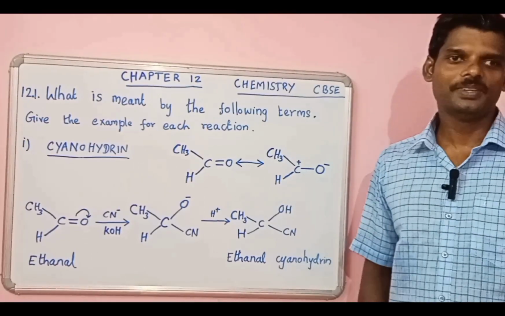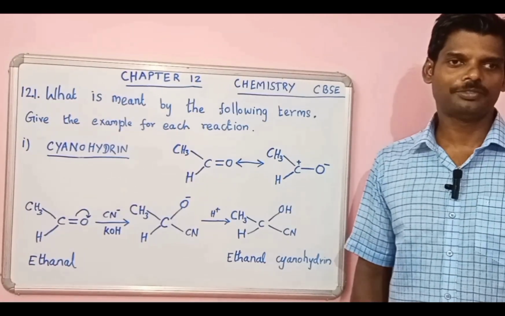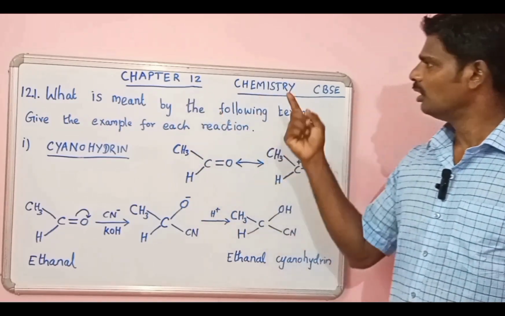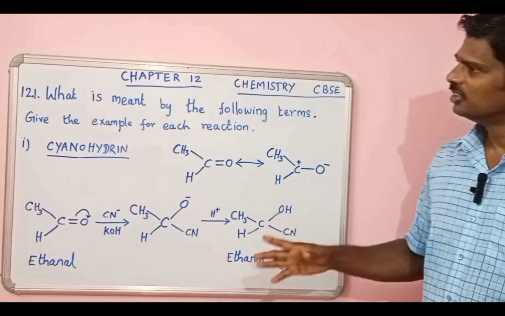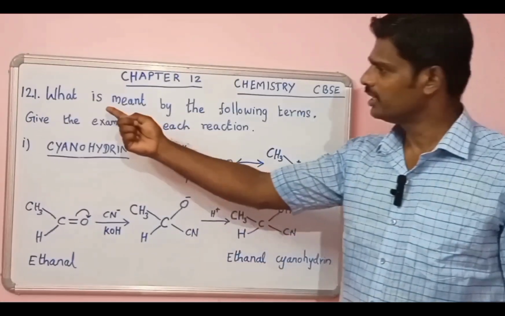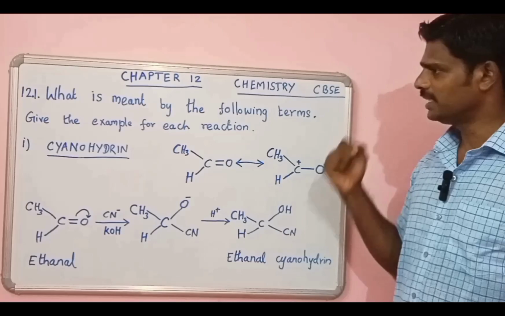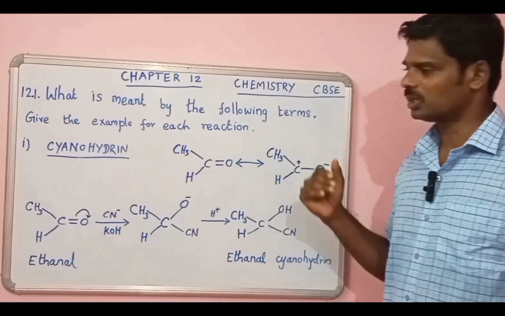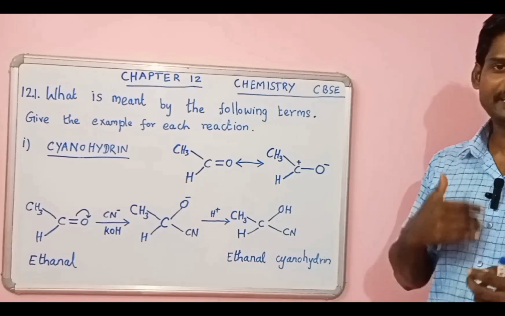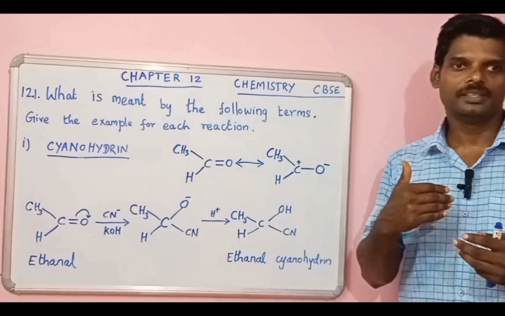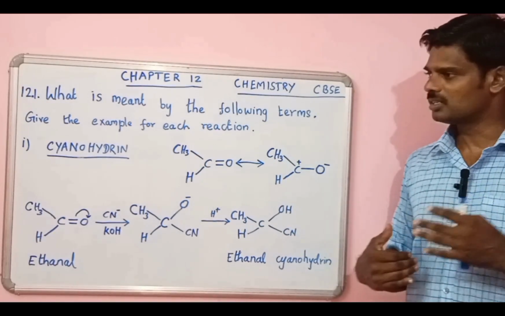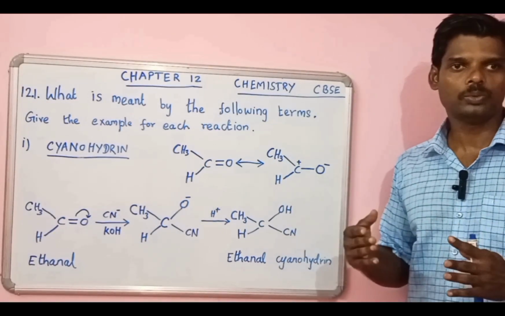Dear friends, we will see the answers for the questions in chapter 12 of organic chemistry. So we have exercise 12.1: what is meant by the following terms, and give an example for each reaction. We have the questions on cyanohydrin, aldol, acetal, ketal, and so on, and we will see them one by one.